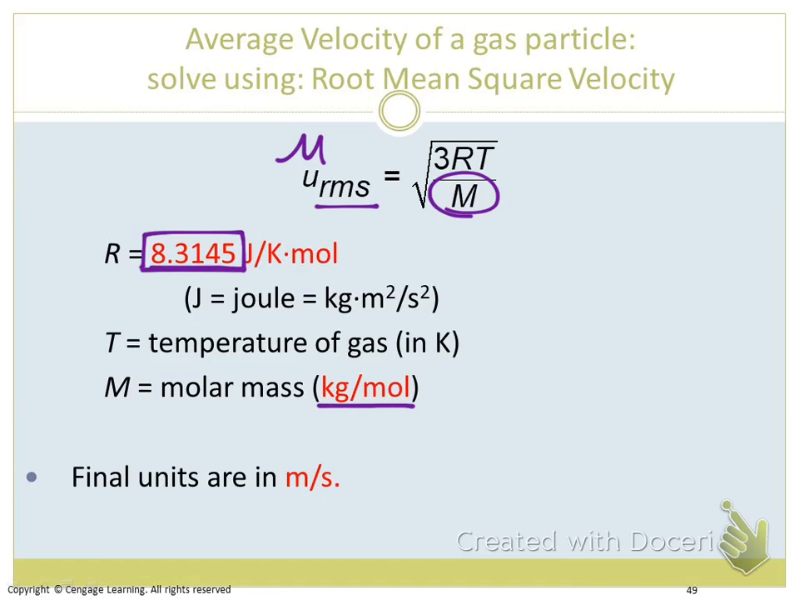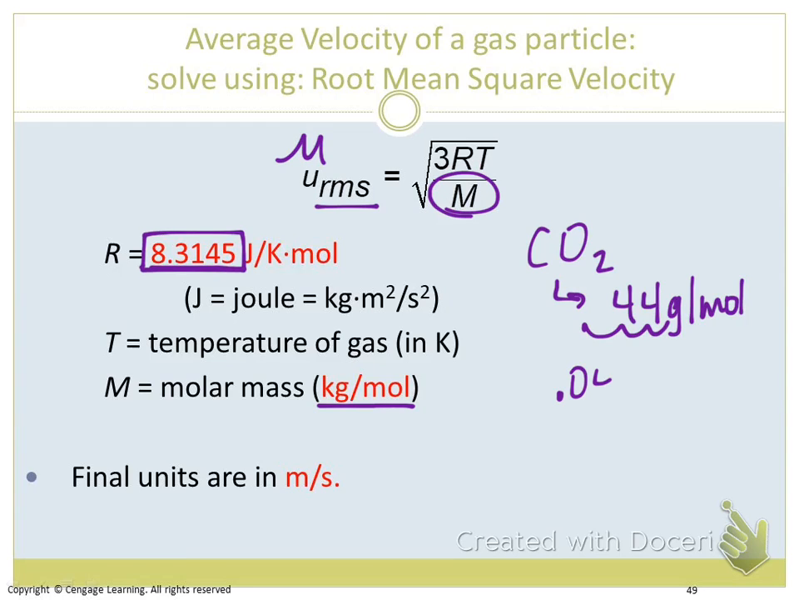If I needed a molar mass for CO2, the regular molar mass is 44 grams per mole. So if I need it to be in kilograms per mole, I take 44 and I divide by 1,000. That makes it 0.044 kilograms per mole. That's all I'm doing, taking my molar mass divided by 1,000. That makes it kilograms per mole. Are we on the same page with that? So to go in this equation, you have to do a little something extra.